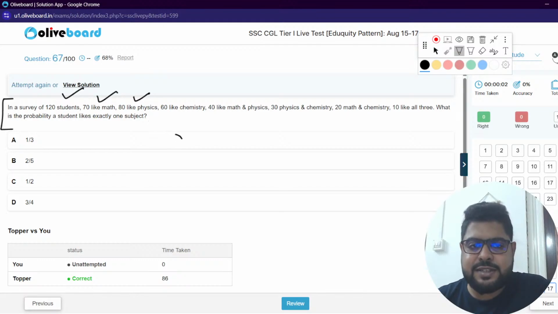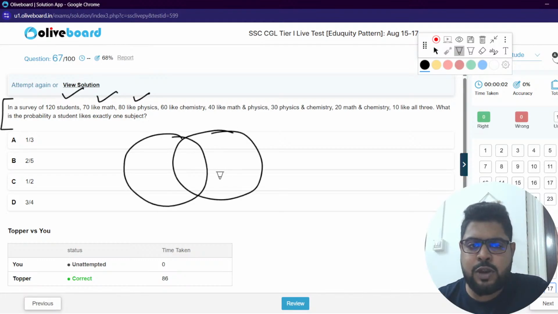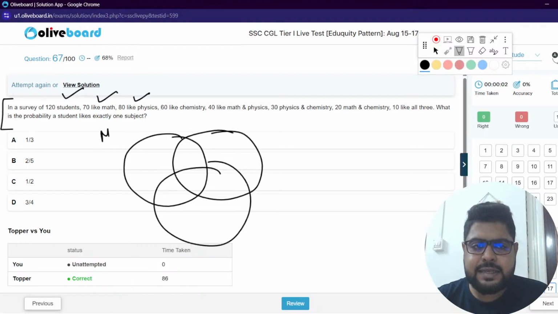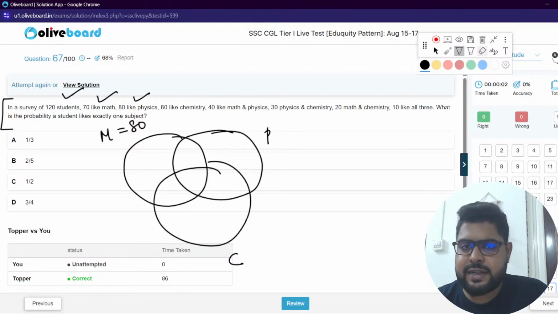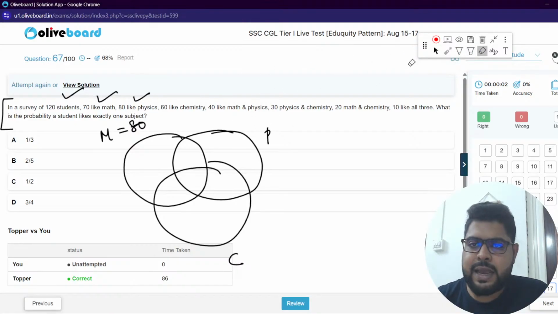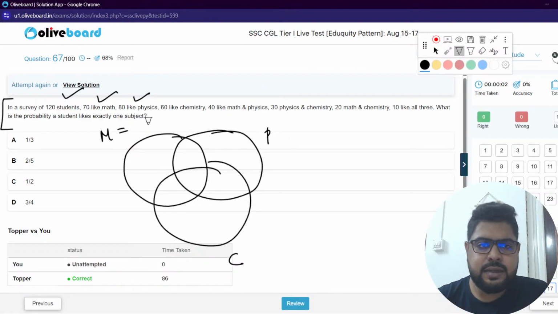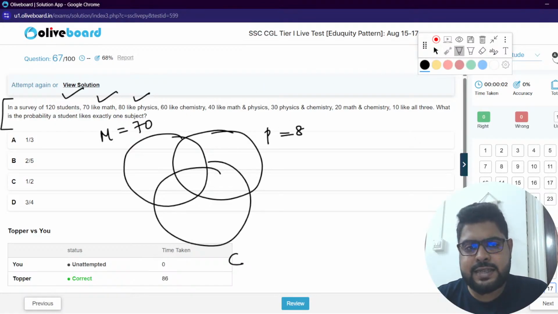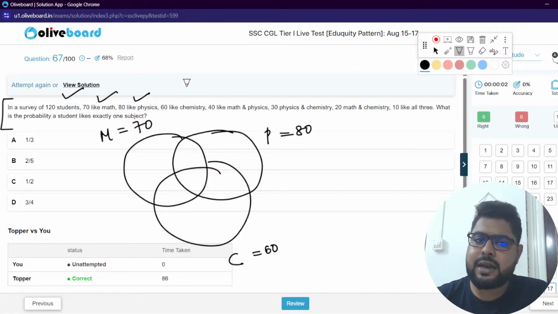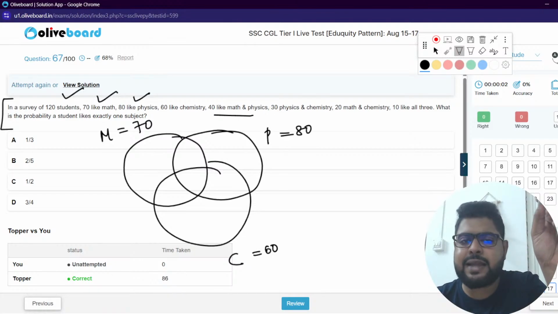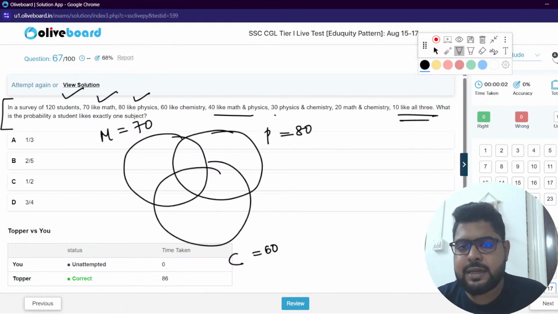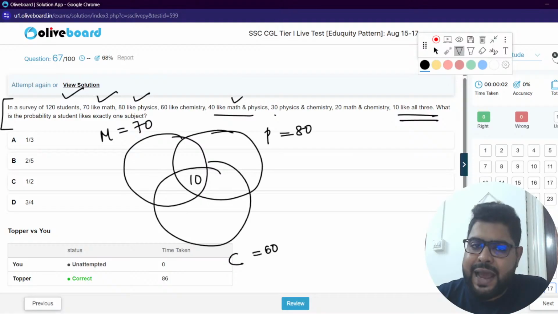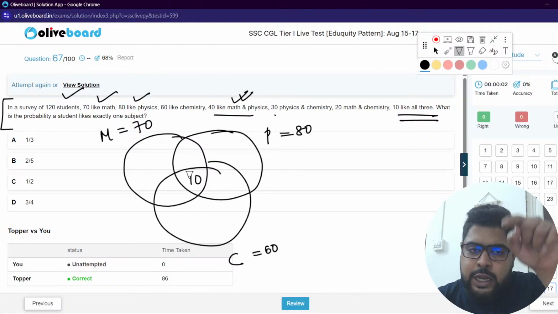Math, physics, chemistry, sir. Again, no formula is required. Math is 70, physics is 80, chemistry is 60. Now all three together is 10. First you write that. Math and physics together is 40, meaning the total of this part is 40.